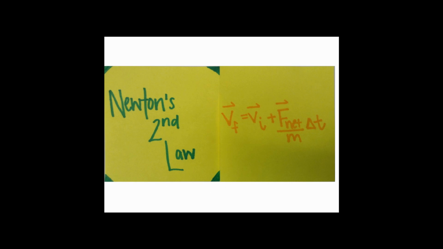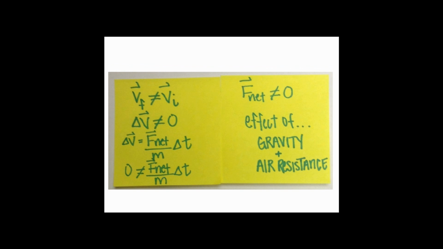Newton's second law is a fundamental principle in physics. It states that the final velocity of an object is equal to the initial velocity plus the net force acting on the object divided by the mass of the object, times delta t, the change in time. In the case of the tennis ball that is dropped from rest, the initial velocity is 0, but its velocity does not remain constant as the ball falls down. Therefore, the change in velocity does not equal 0. In order for that to happen, the net force acting on the object must not equal 0. We can assume that the effect of gravity and air resistance causes a non-zero net force.